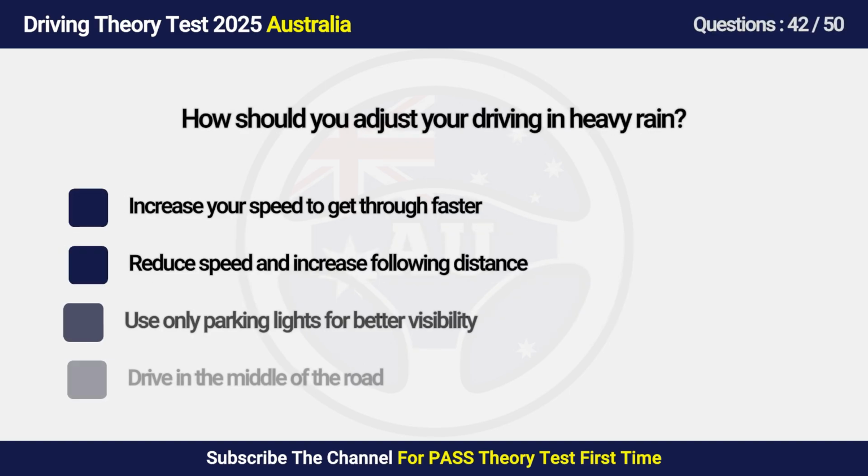Question 42. How should you adjust your driving in heavy rain? A. Increase your speed to get through faster. B. Reduce speed and increase following distance. C. Use only parking lights for better visibility. D. Drive in the middle of the road.